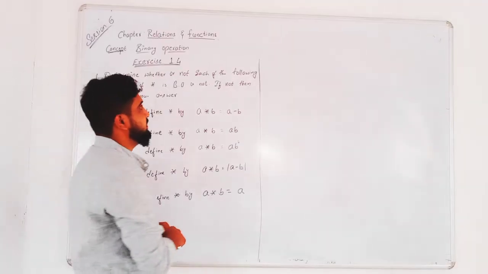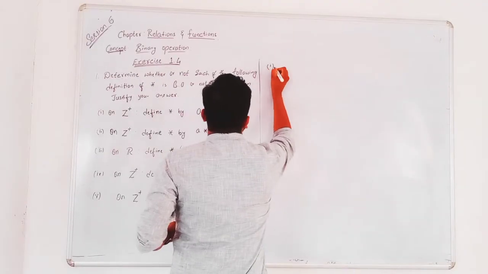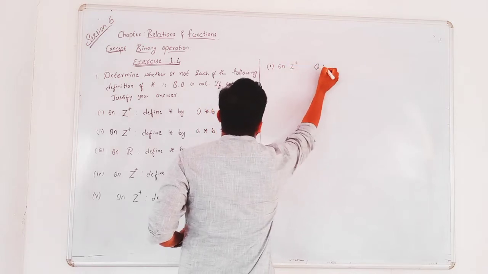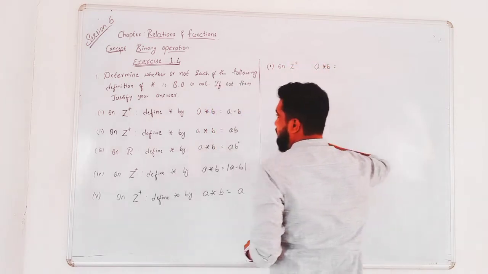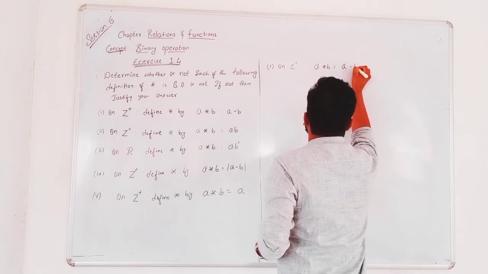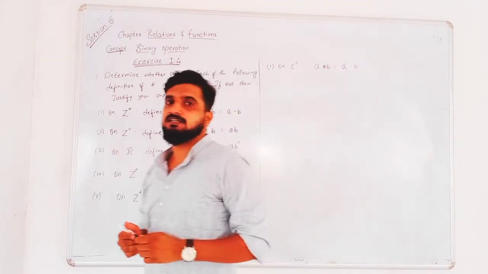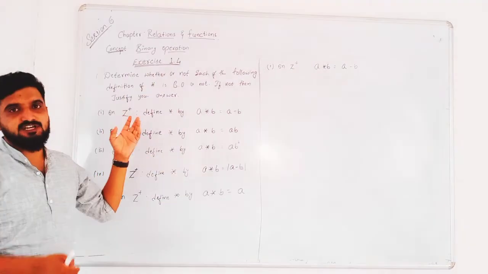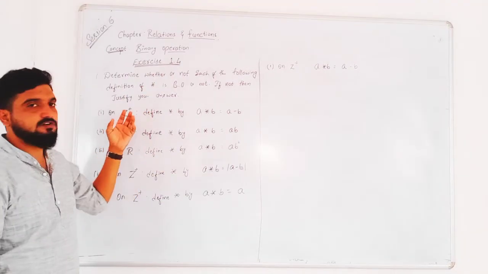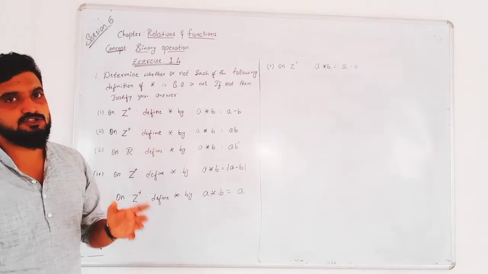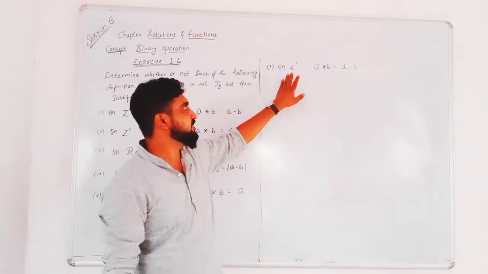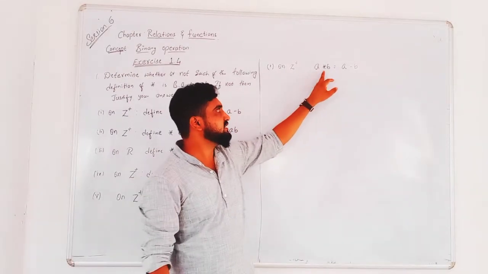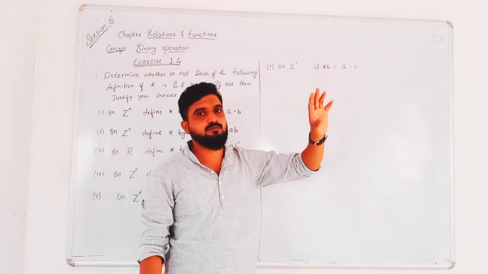The first question is on Z plus, A star B is equal to A minus B. So we know that Z is the set of all integers, and Z plus is the set of all positive integers. So in the set of all positive integers, I have to justify whether the definition of star given by A star B is equal to A minus B is a binary operation or not.